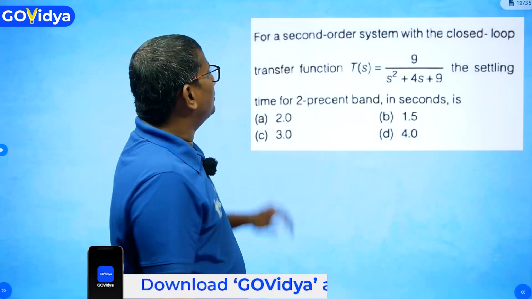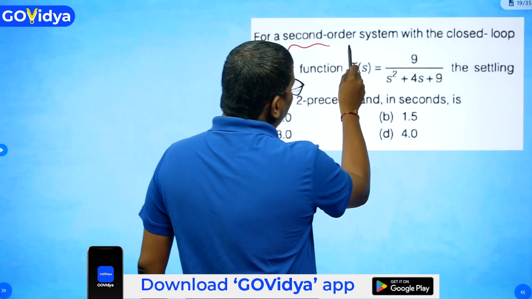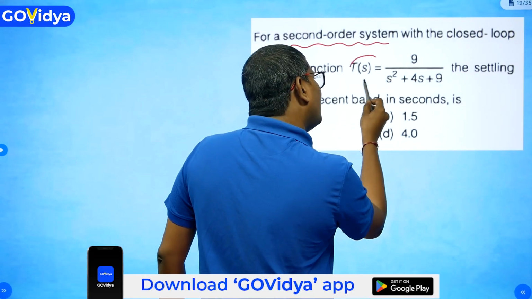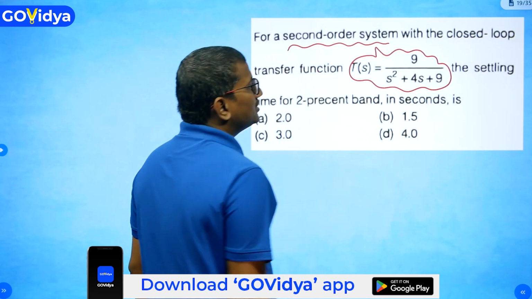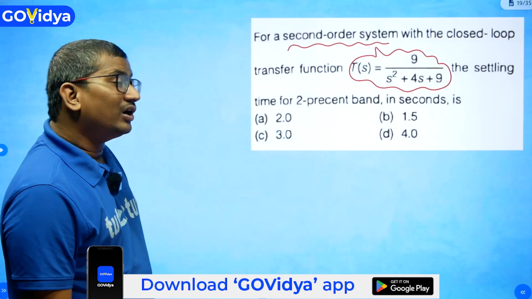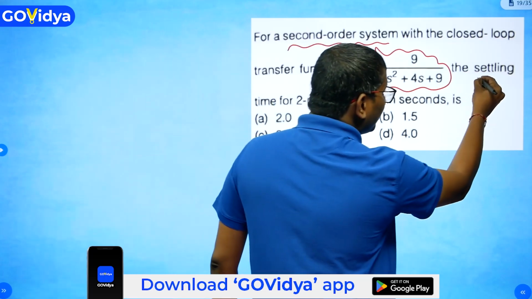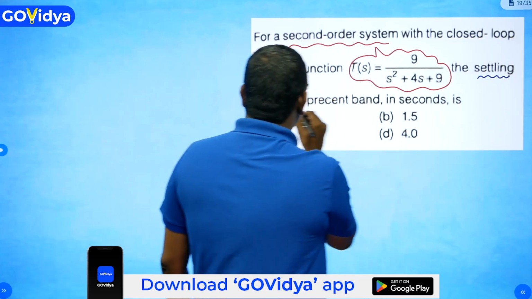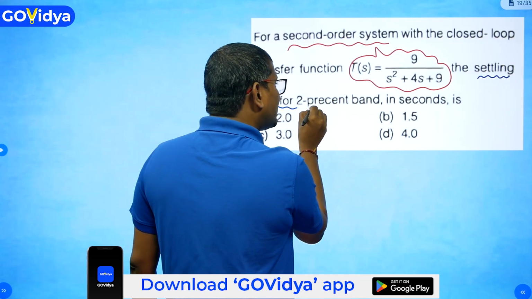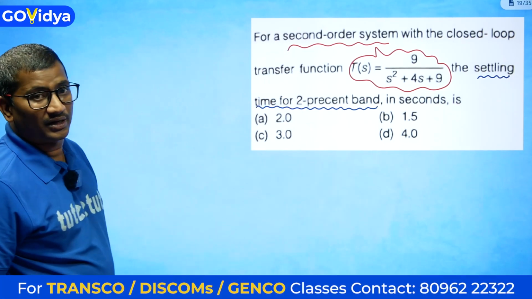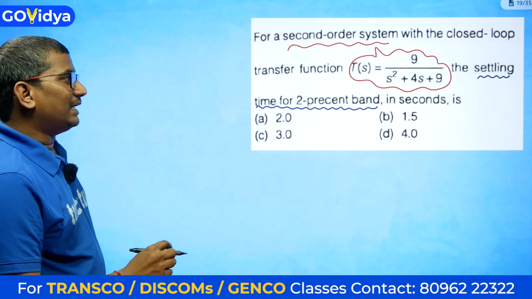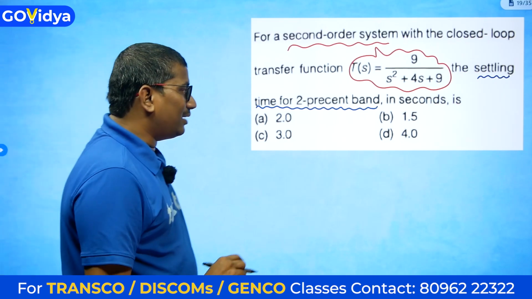If you see the question, it is a second order system, and they have given it as a closed loop transfer function. They have mentioned it is a closed loop transfer function. And what are they asking? Settling time. Settling time for the 2% band, in seconds. So what exactly is the settling time for this?